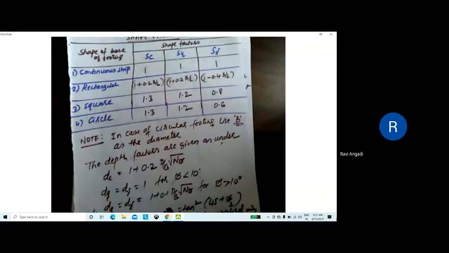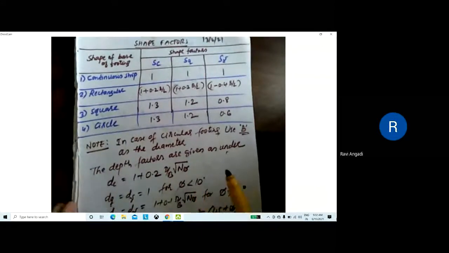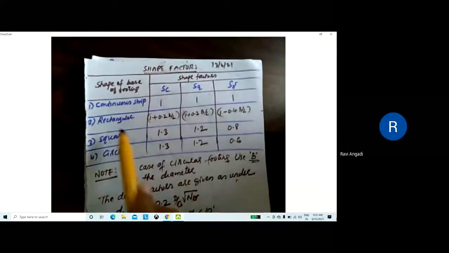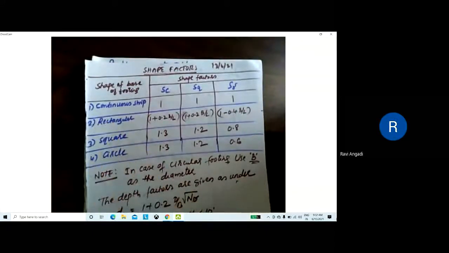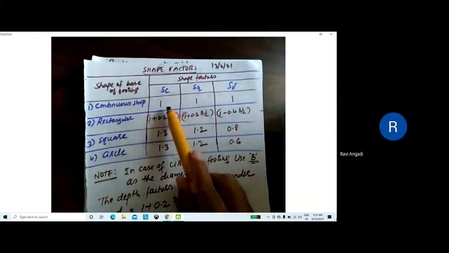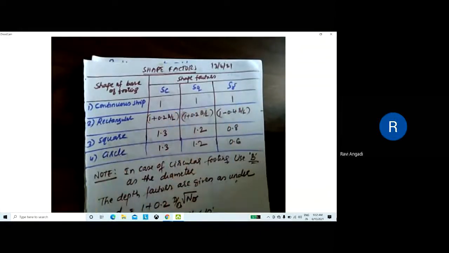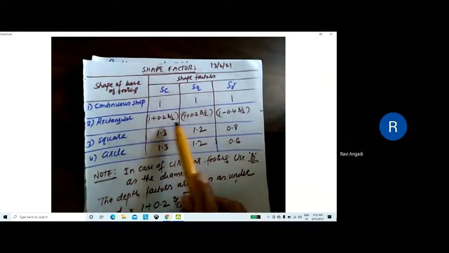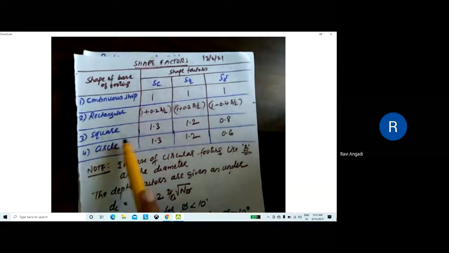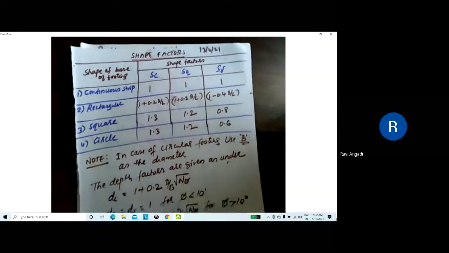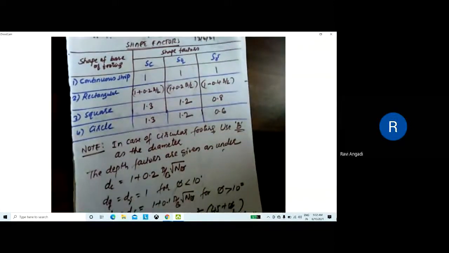For the shape factors, different shapes of footings are considered. If the footing is a continuous strip, the shape factors SC, SQ, S gamma will be 1. For a rectangular footing, the formulas change for SC, SQ, and S gamma. These are to be remembered. For the square footing and for a circular footing, these values are to be taken. In case of a circular footing, whatever width or breadth is given is to be considered as the diameter itself.